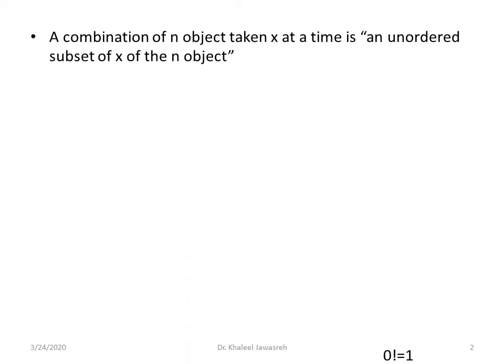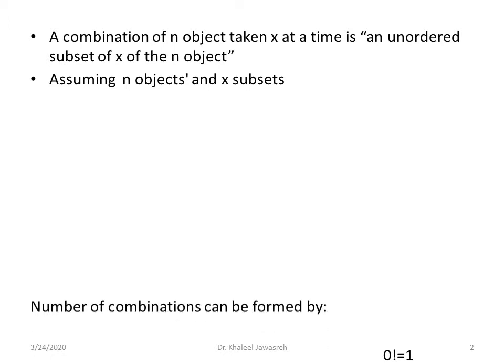Now, a combination of n objects taken x at a time is an unordered subset of x of the n objects. This is the main definition of the combination. As you see here, assuming n objects, Sx is the subset of the combination.